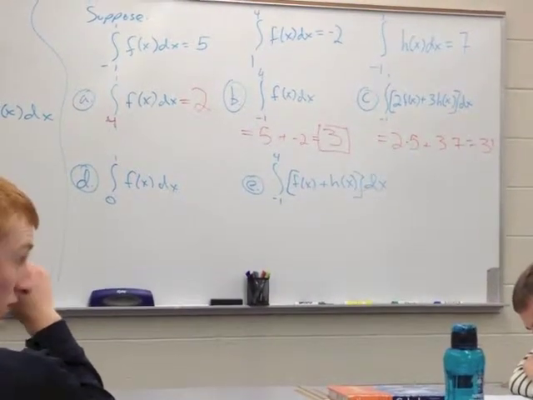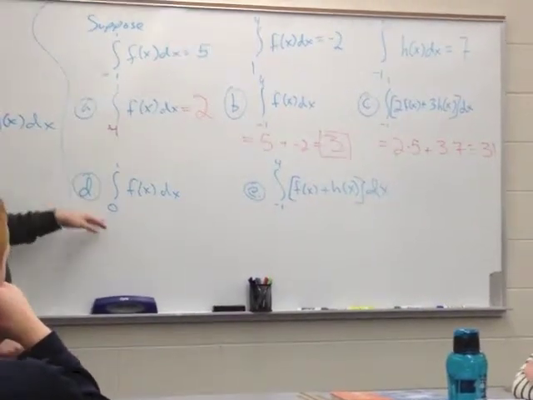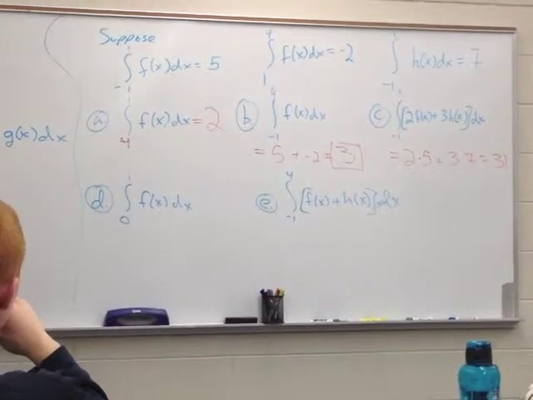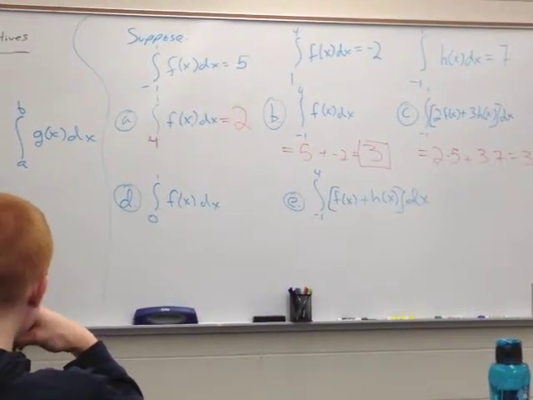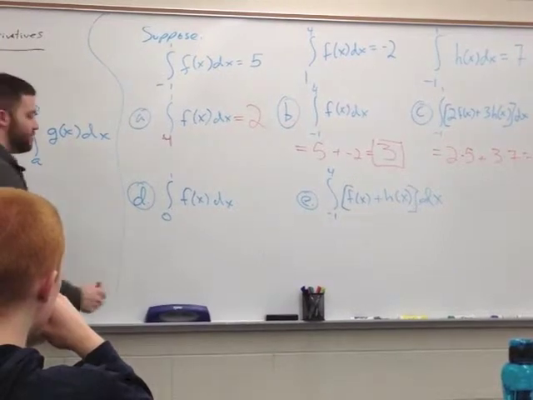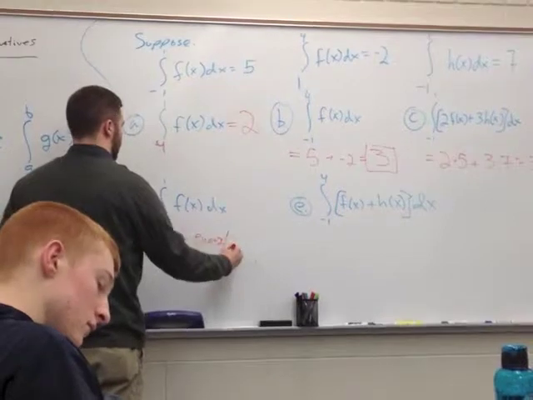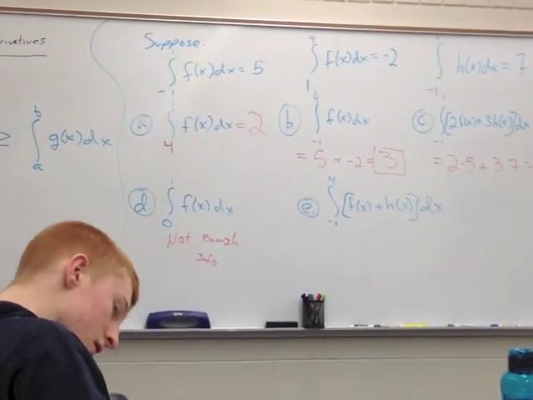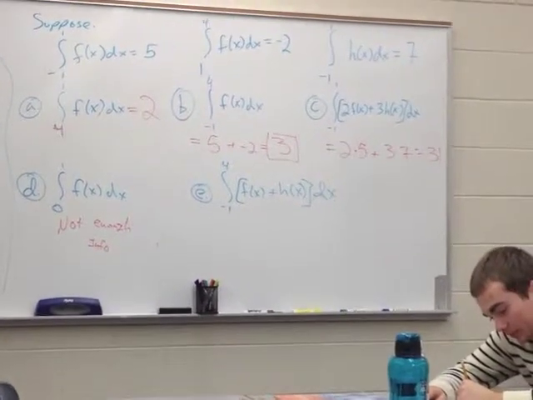All right, letter D. From 0 to 1 of f of x dx. Well, I know from -1 to 1 is 5, so then what must the integral from 0 to 1 be? I don't think there's enough information. We can't just assume that it's half, right? The function could do all kinds of things that would make it not half. So for this one, we don't have enough information. It certainly exists. In fact, we know that it exists. But not enough information to figure it out.